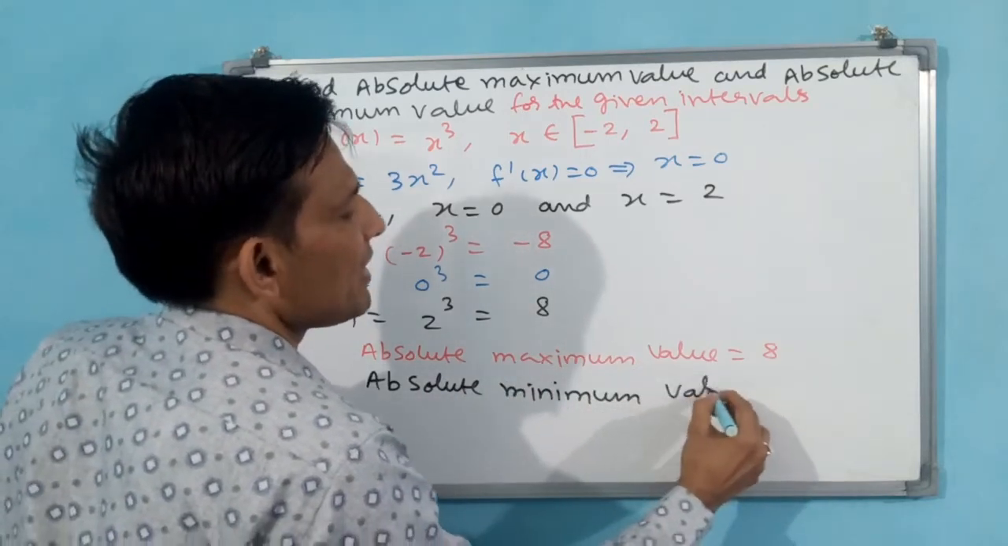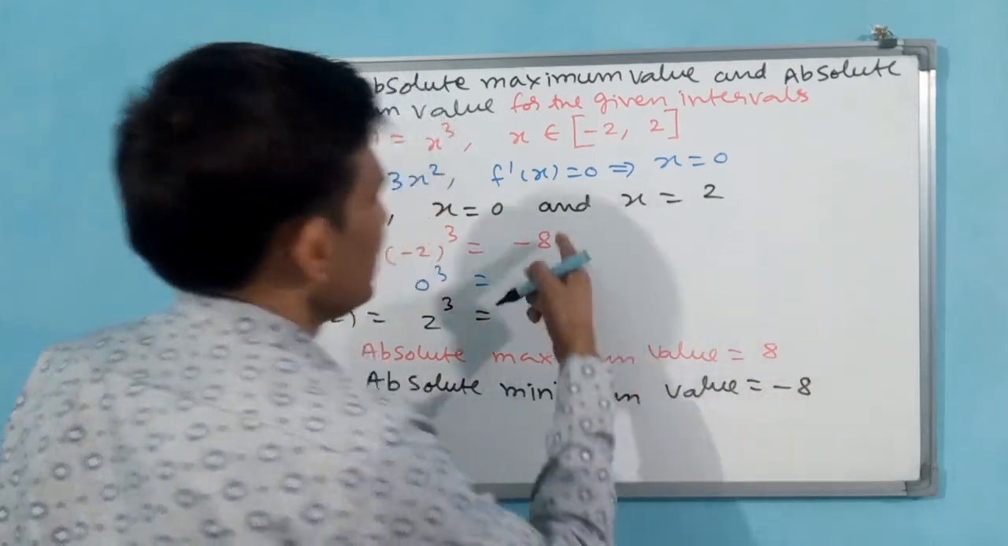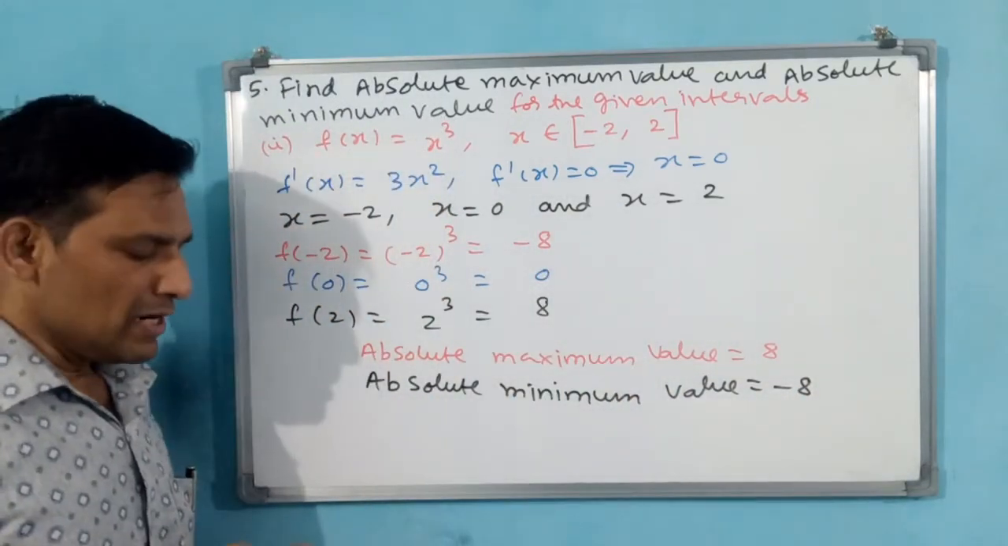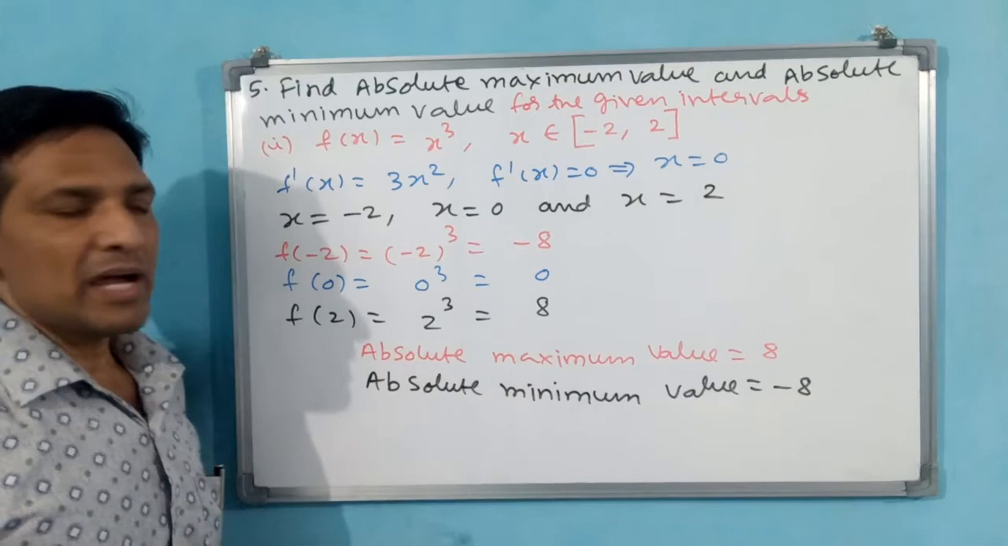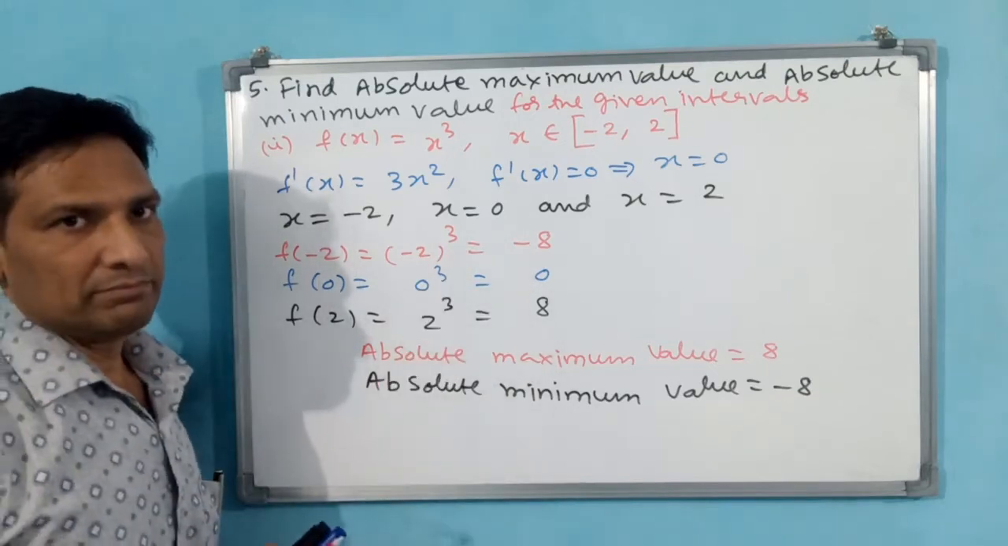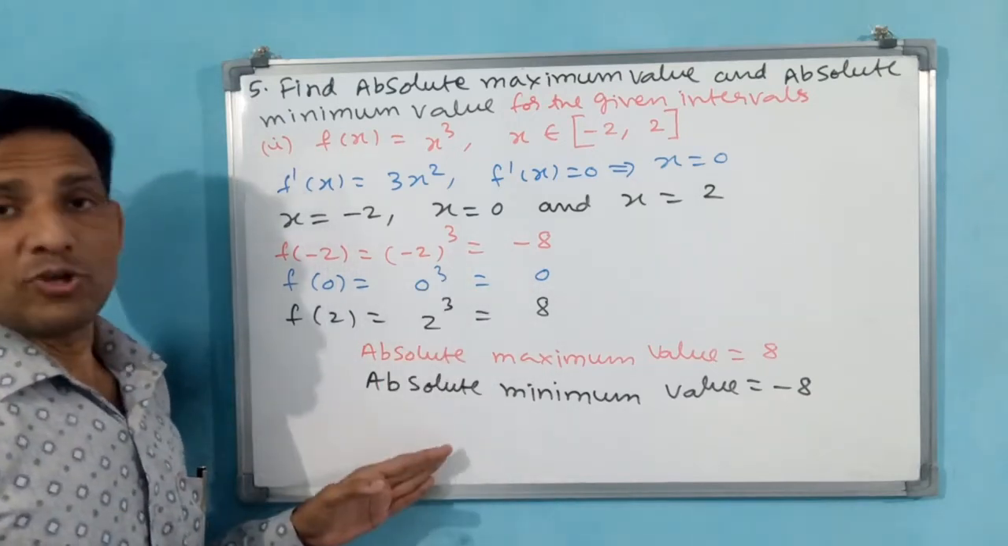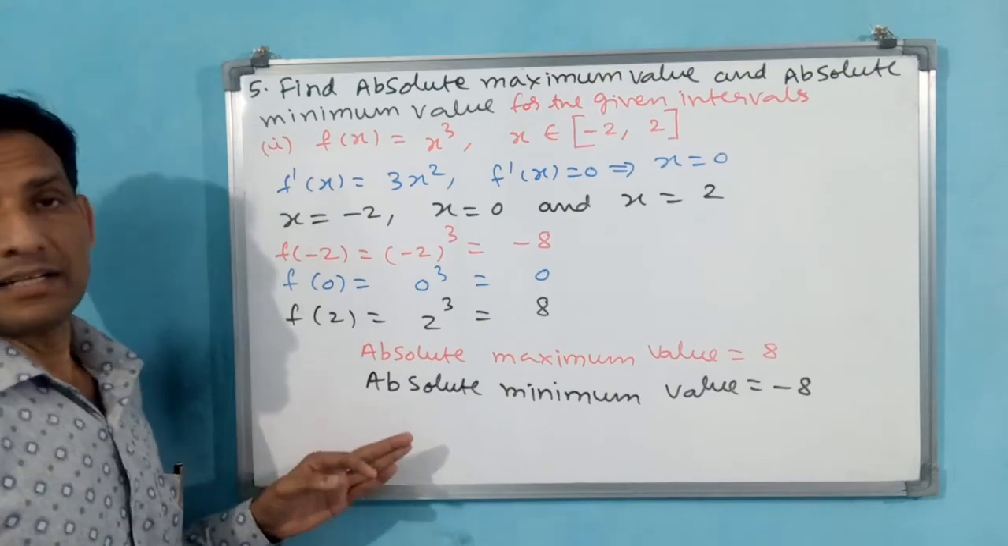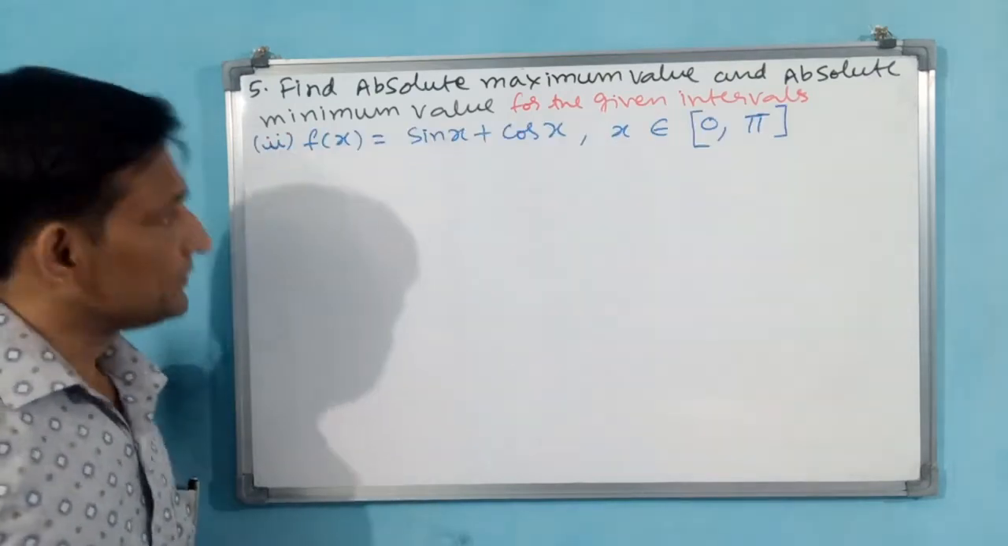Absolute minimum value is equal to minus 8. Okay. Minus 8 will be least. Plus 8 will be highest. In between 0 will come. Okay. Like this you have to tackle these questions. You understand? Let us go for second part.